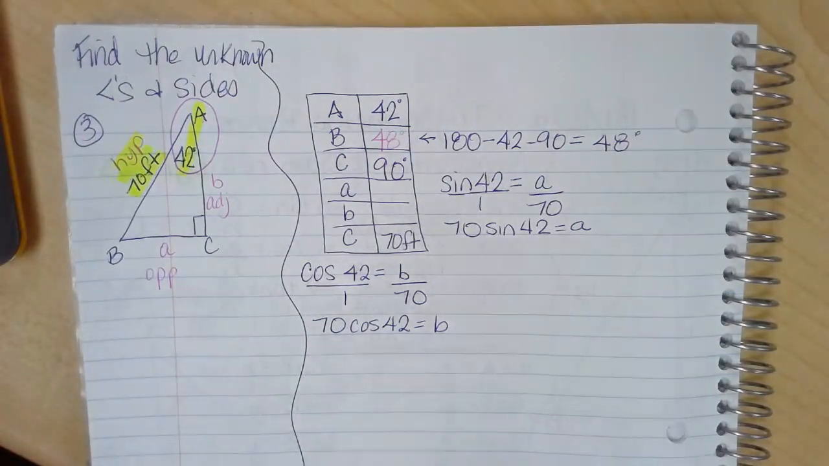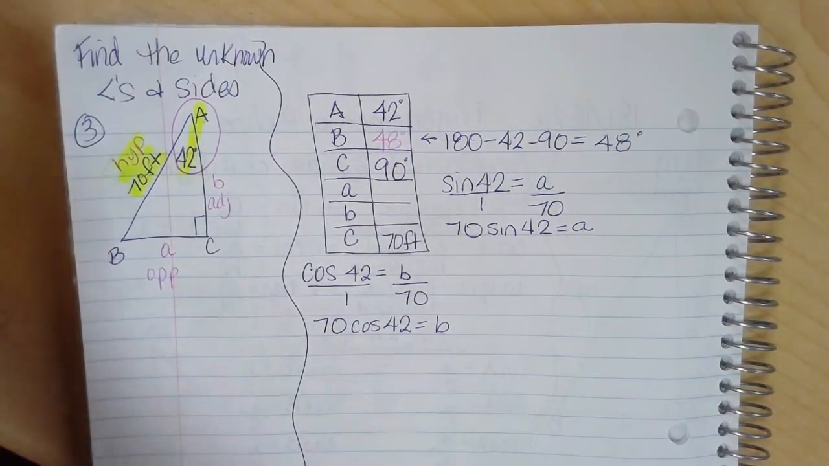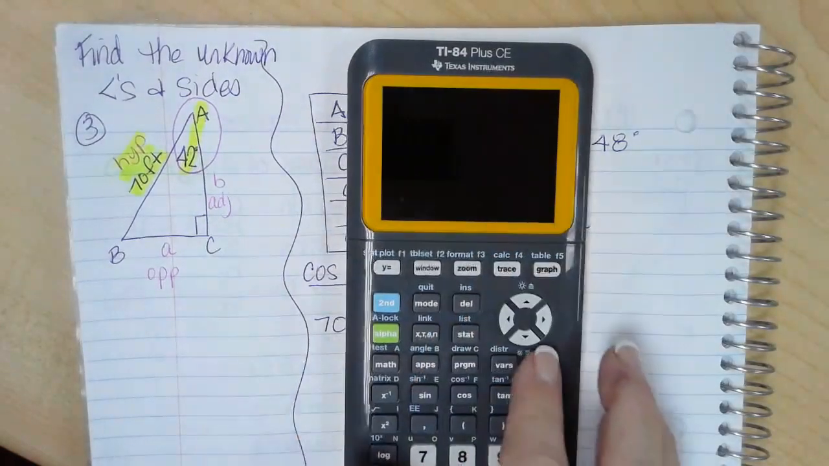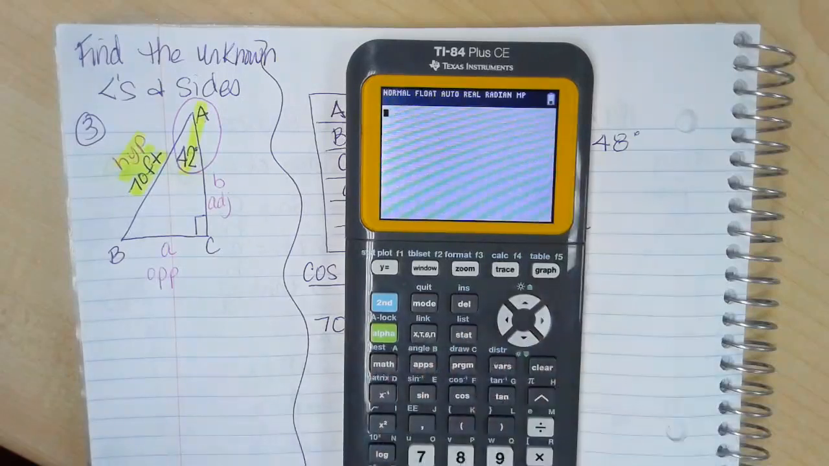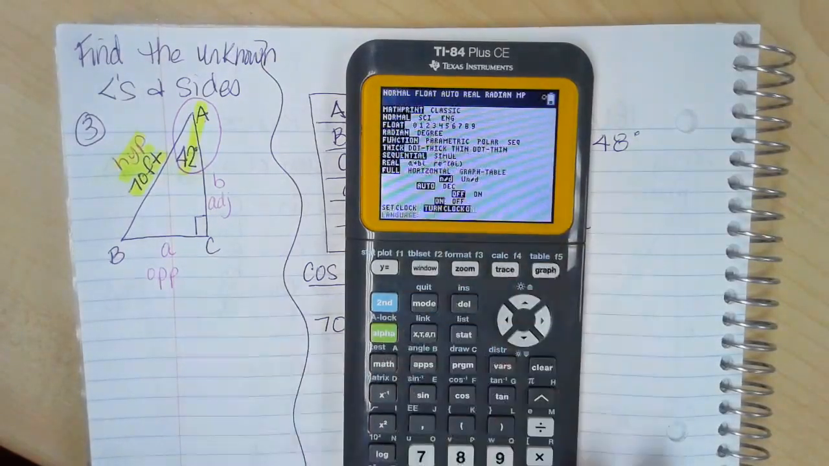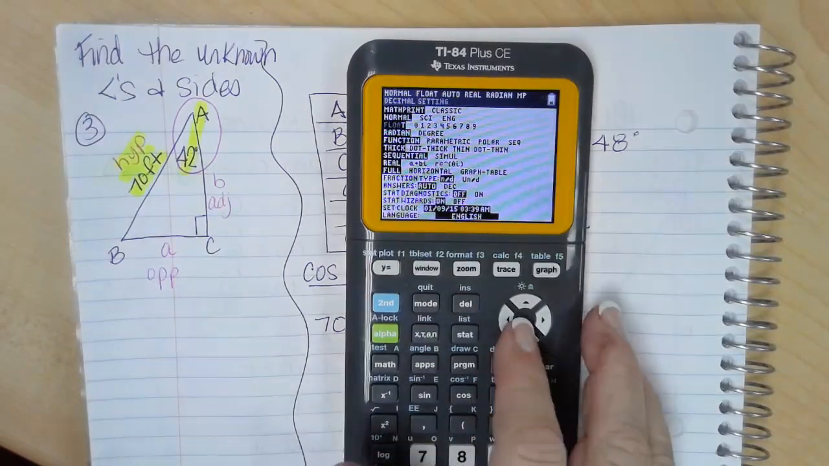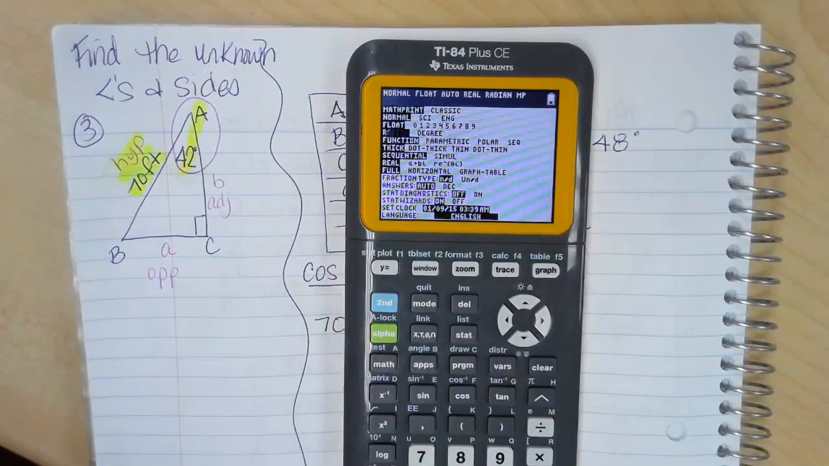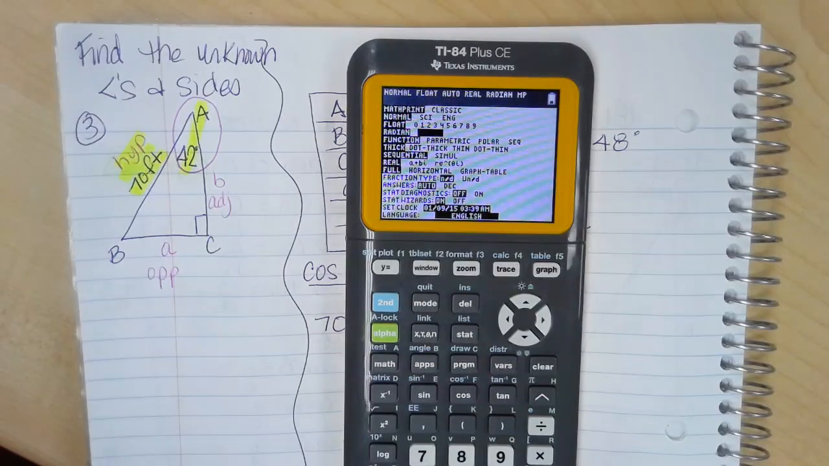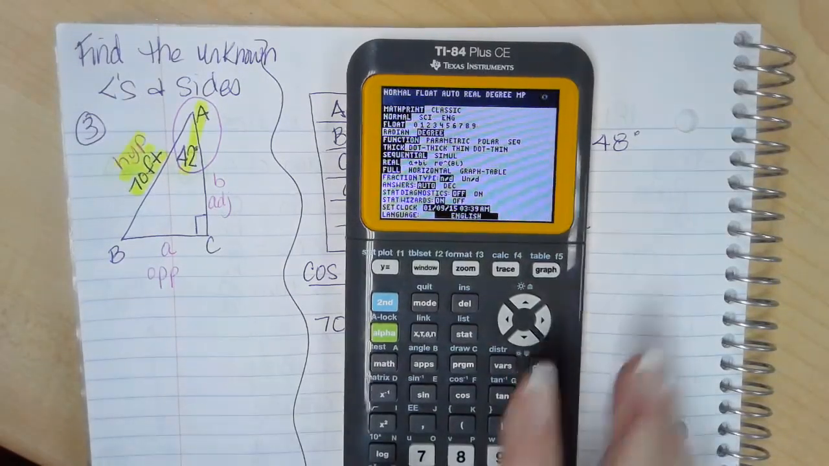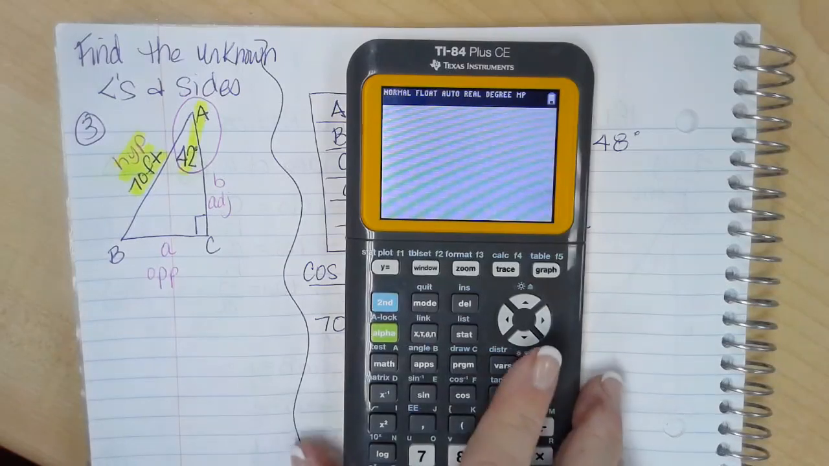Now, first thing we need to do on our calculator before we even plug those in is make sure that our mode is in degrees. So how you figure out whether you're in degrees is I'm going to go to mode, and if you notice, if I scroll down, right now I'm in radians and I want to be in degrees, so I'm going to scroll over to degrees and hit enter. Now I'm in degrees, so now I can use my calculator to do these.